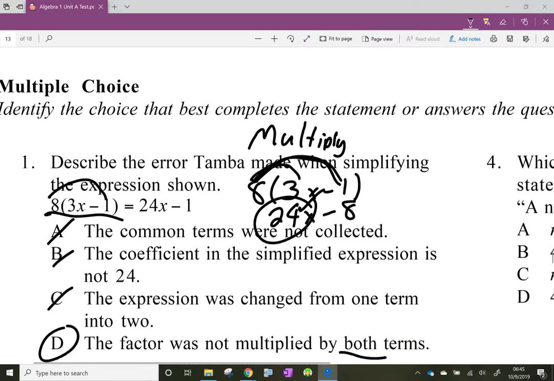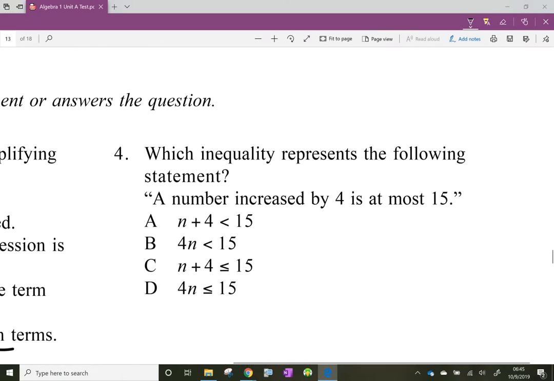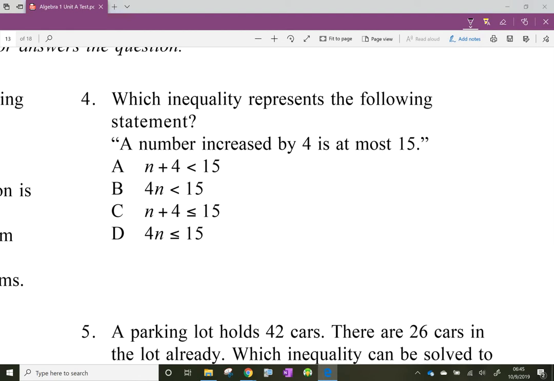All right, number 4. Which inequality represents the following statement? A number increased by 4 is at most 15. Now, whenever you see the phrase a number, think x, okay? So it's saying x increased by 4. So essentially that just means x increased, meaning plus, by 4: plus 4. So a number increased by 4, x plus 4, is at most 15.